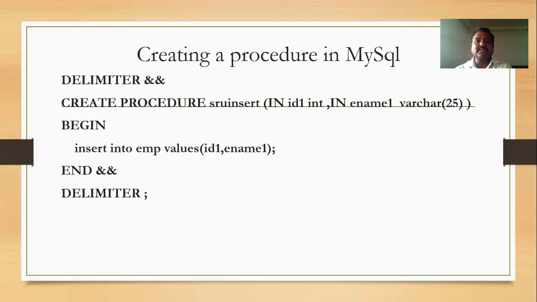And after beginning your procedure, we are going to use a statement called insert into EMP. As I said, EMP is a table which exists there, and we have the values, and the values will be stored into ID1 and ename1. And then at the end, we are going to close your procedure by saying END double ampersand symbol. And then we are going to keep my actual delimiter, which is your semicolon. So I say it as a delimiter semicolon.